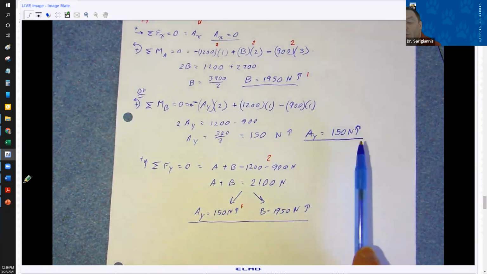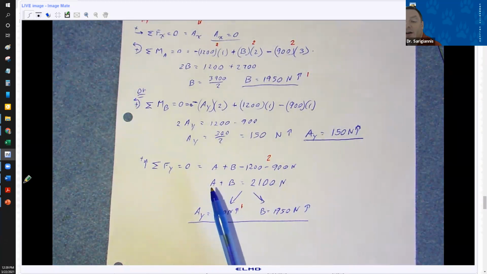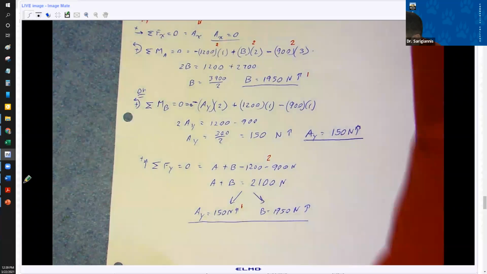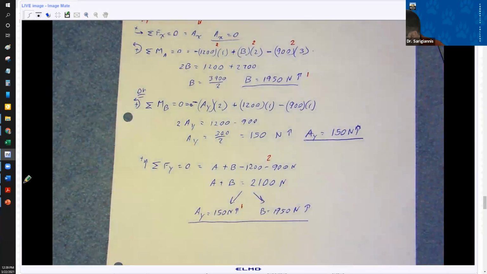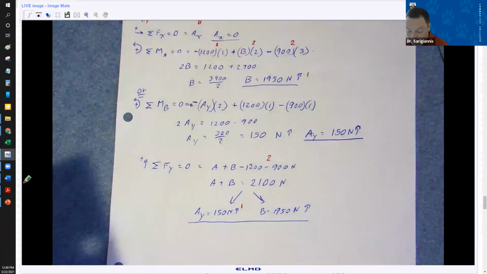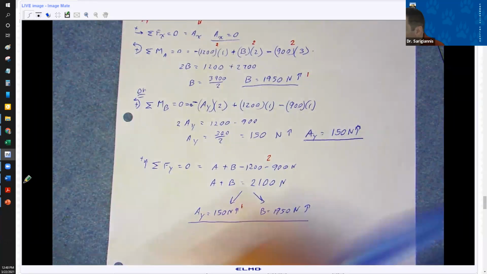And then if you did this one first, you'd obviously have 150 plus B equals 2100. You'd subtract and you'd get the 1950. That was pretty much the test.